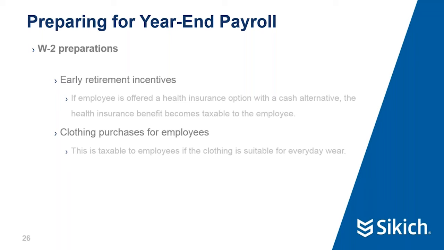If they are offered health insurance, but there's a cash alternative to that, whether they choose the cash, which would be taxable, or they choose the health insurance benefit, that also becomes taxable to the employee. And the key piece is that the cash alternative was offered. So that would be something to look at if you are considering an early retirement incentive, and making sure that this information is properly taxed, because that is a hot topic on the IRS compliance checks. The next item on this slide is the clothing purchases for employees, of which we have already discussed.